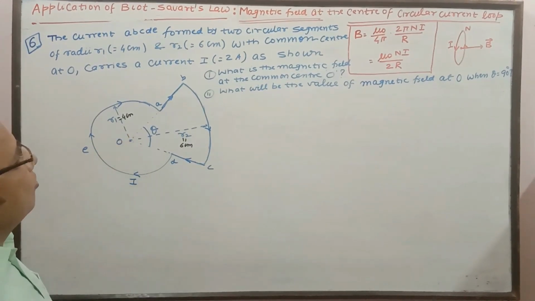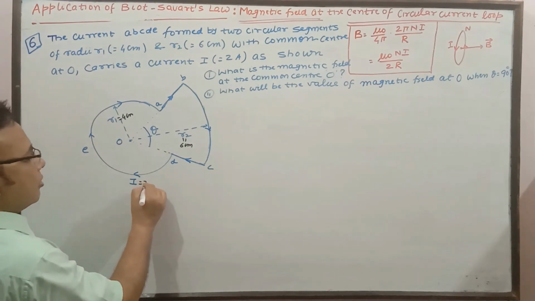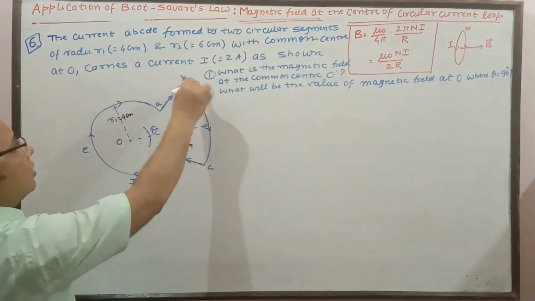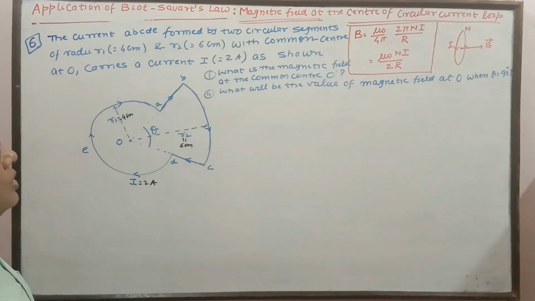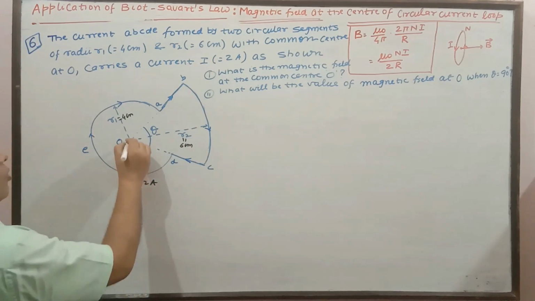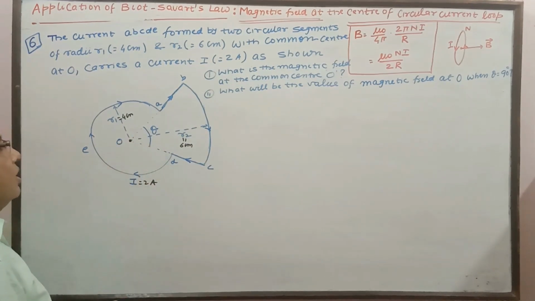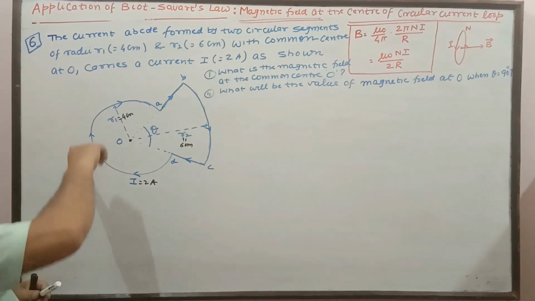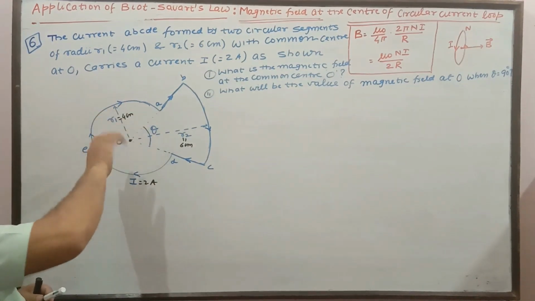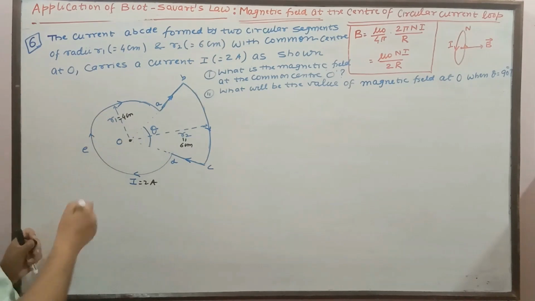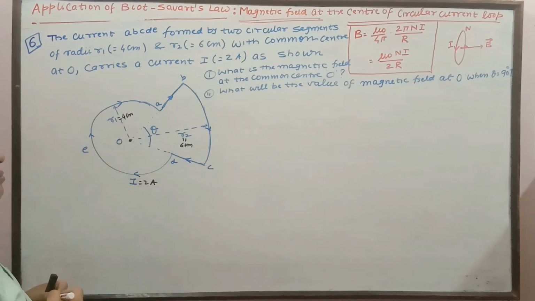They carry a current of 2 ampere. So this current I is equal to 2 ampere throughout the loop as shown. What is the magnetic field at the common center O? Here we have to find the magnetic field. What we see is the orientation of the current for this loop, going somewhat like this, so due to this loop the field is going inside. So let us try to find the magnetic field one by one.